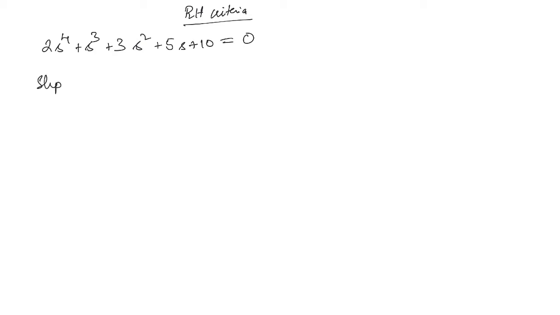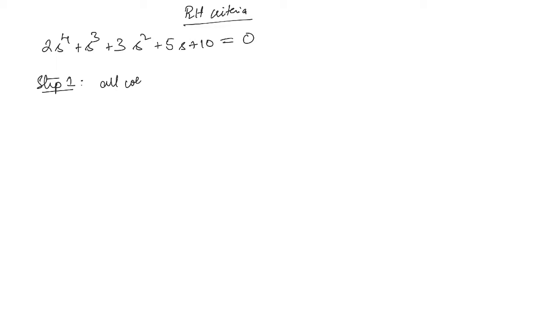In order to understand the RH criteria, we will take an example. We will take a simple example of a characteristic equation. This is, let us say, the given characteristic equation of a system. Now the first step of RH criteria is to verify whether all the coefficients of the characteristic equation have the same sign.